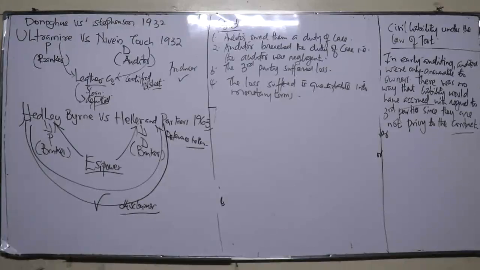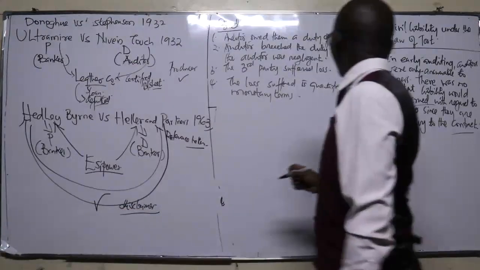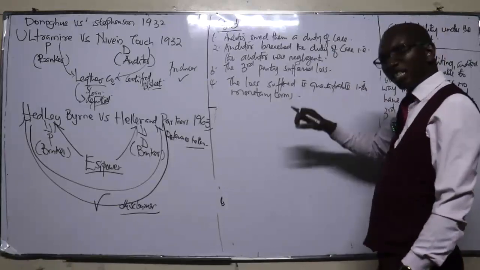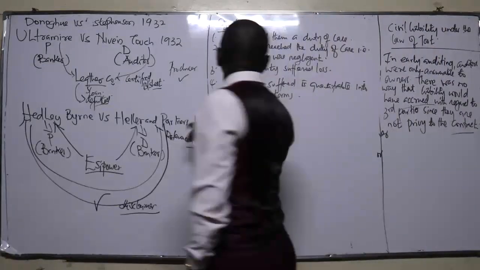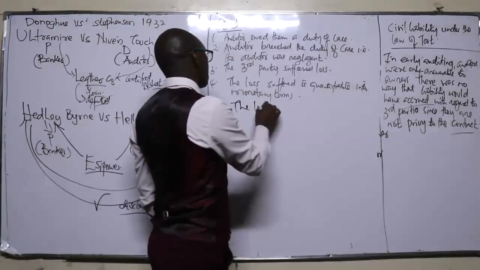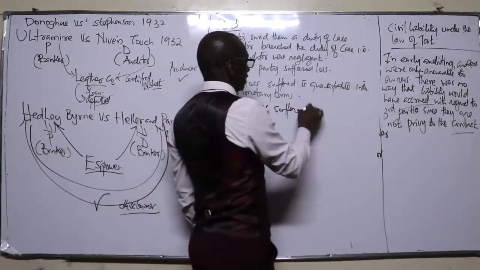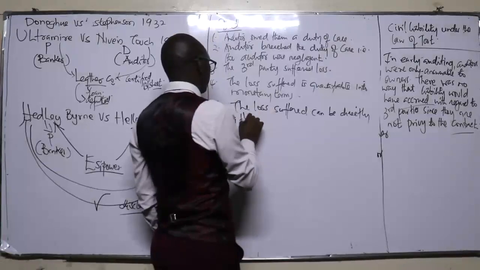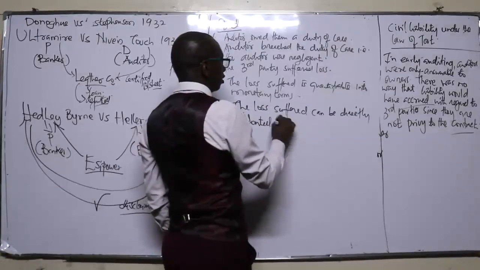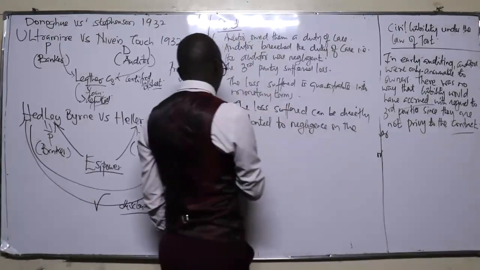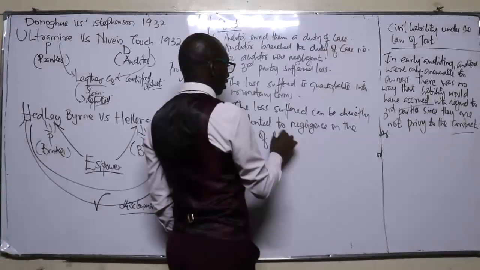There's one that connects with this. I think I need to reason about it when we're seated. So he's saying there must be quantifiable loss in monetary terms. Then number five, just like in the contract, the loss suffered can be directly attributed to negligence on the part of the auditor.